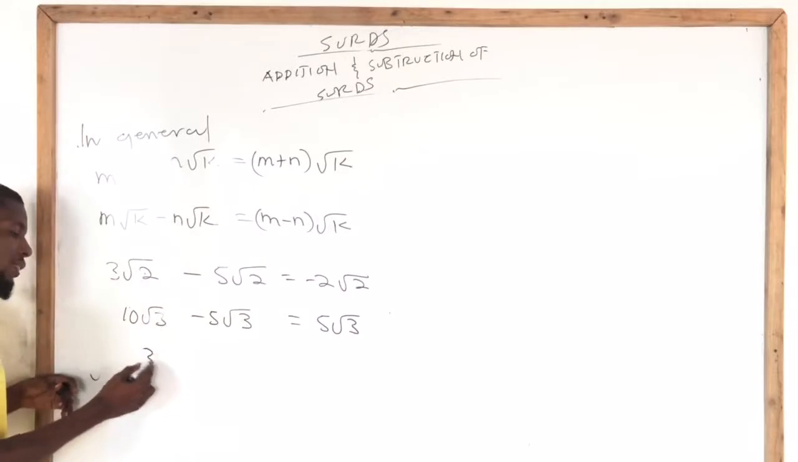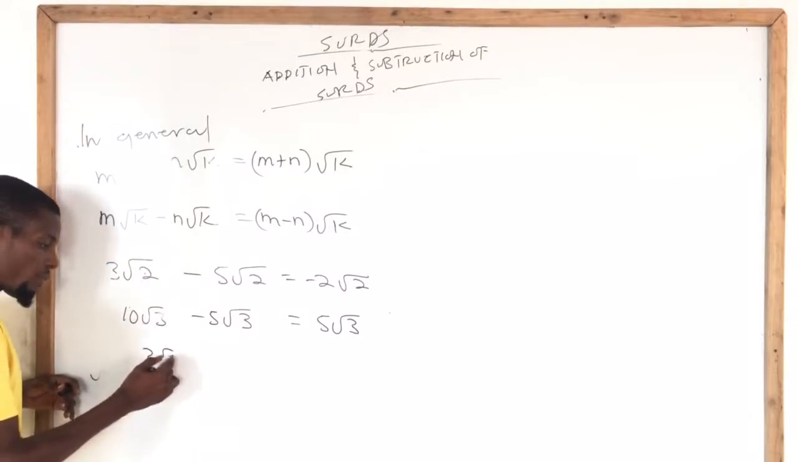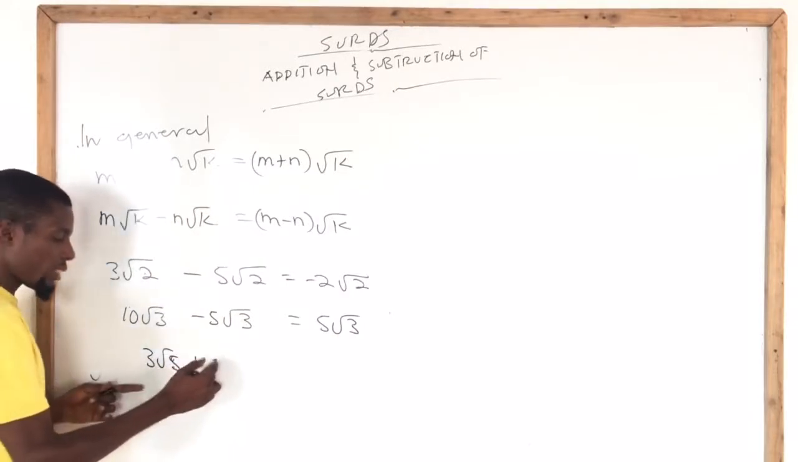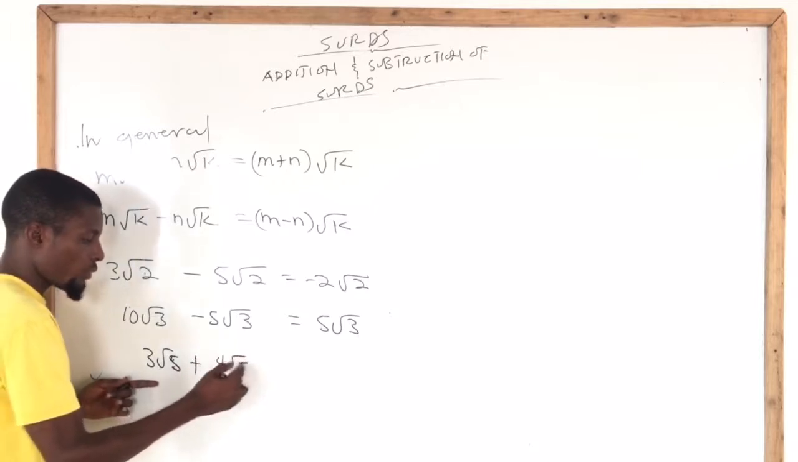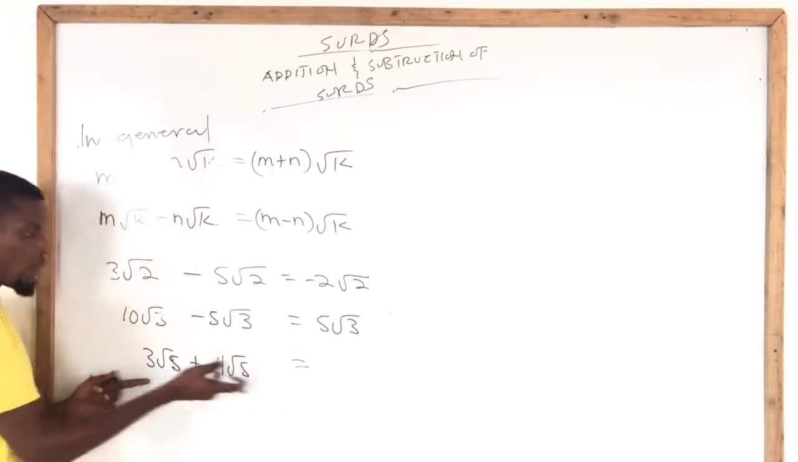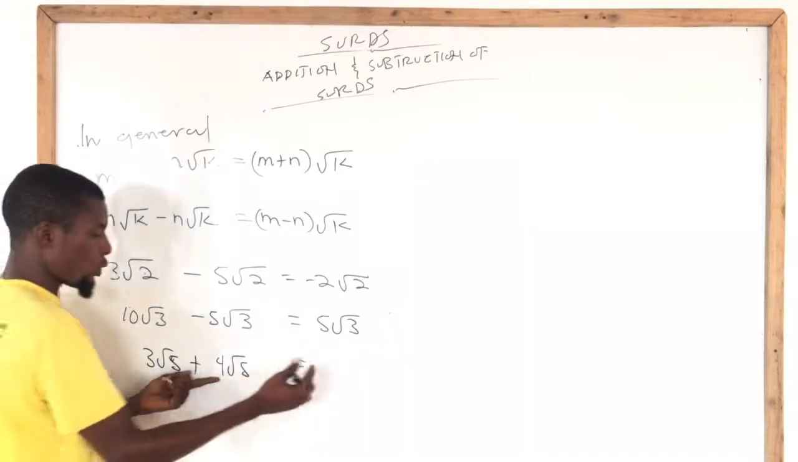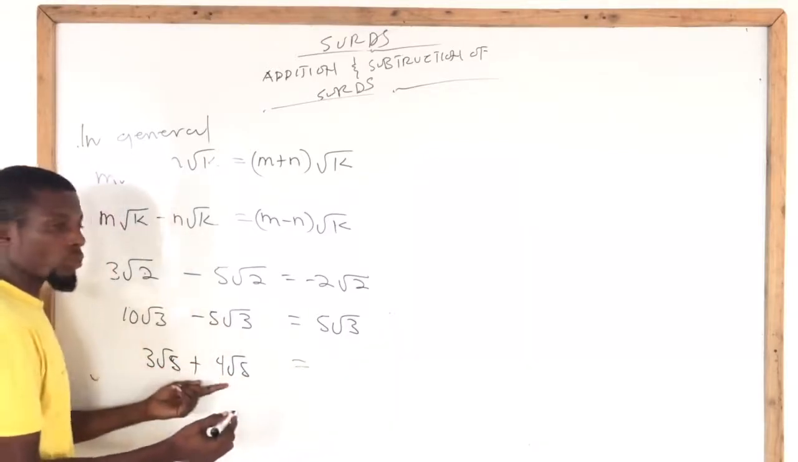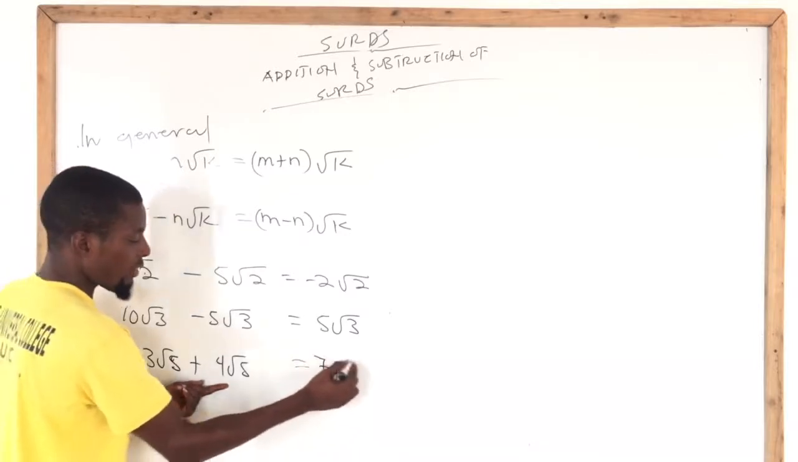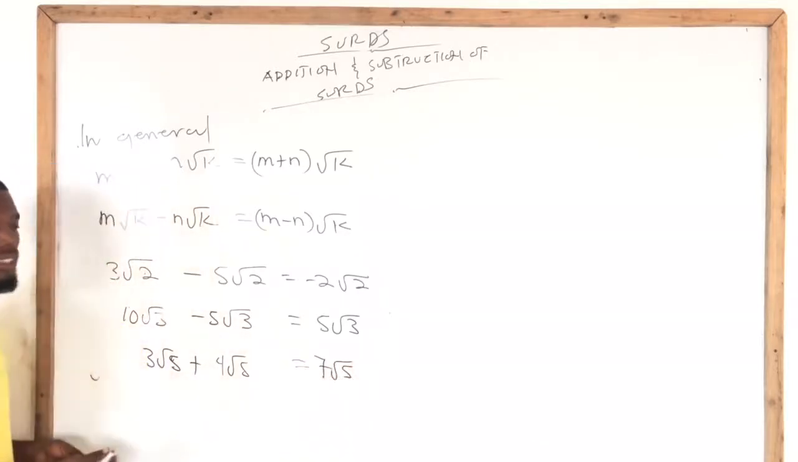If I have 3 root 5 plus 4 root 5, since they have the same root, I can perform the operation. So I just add 3 and 4. So this one becomes 3 plus 4 becomes what? 7. So this one becomes 7 root 5. Right?